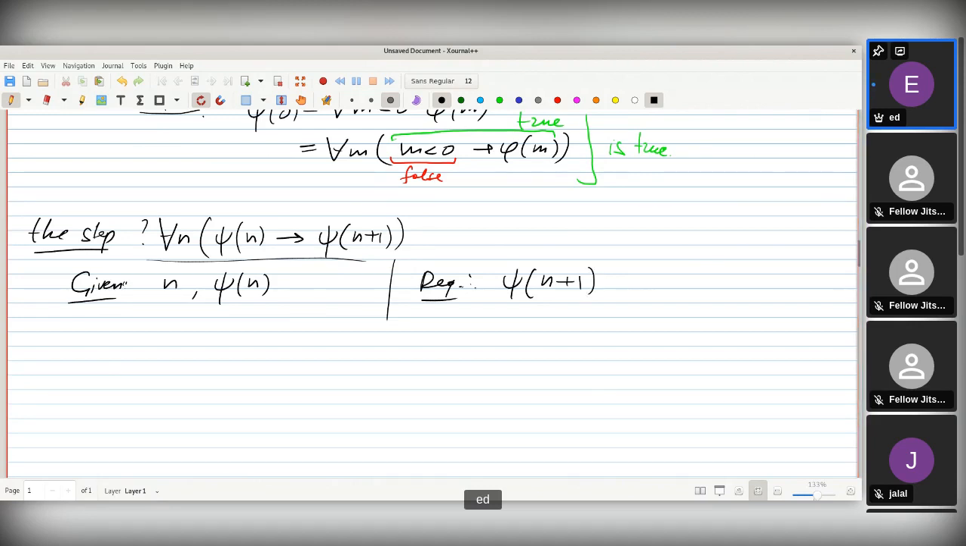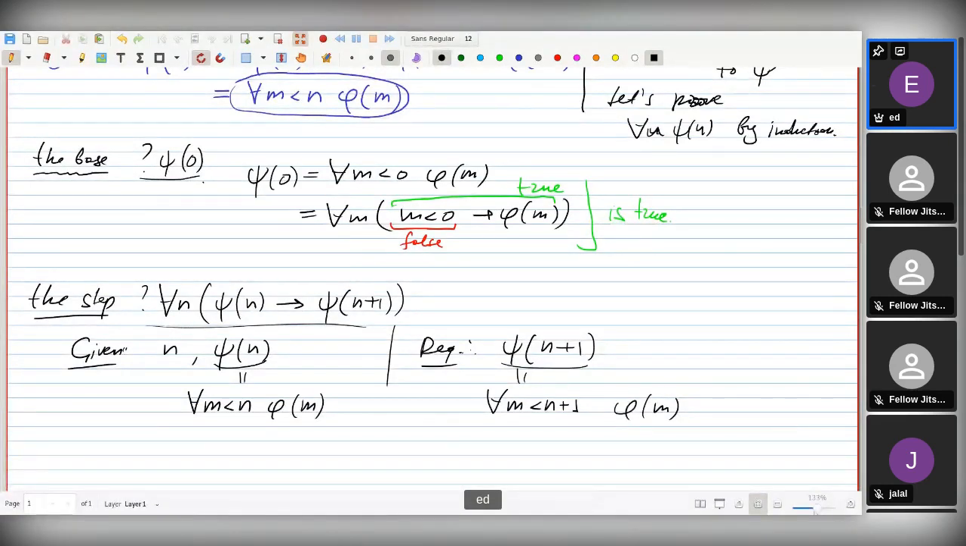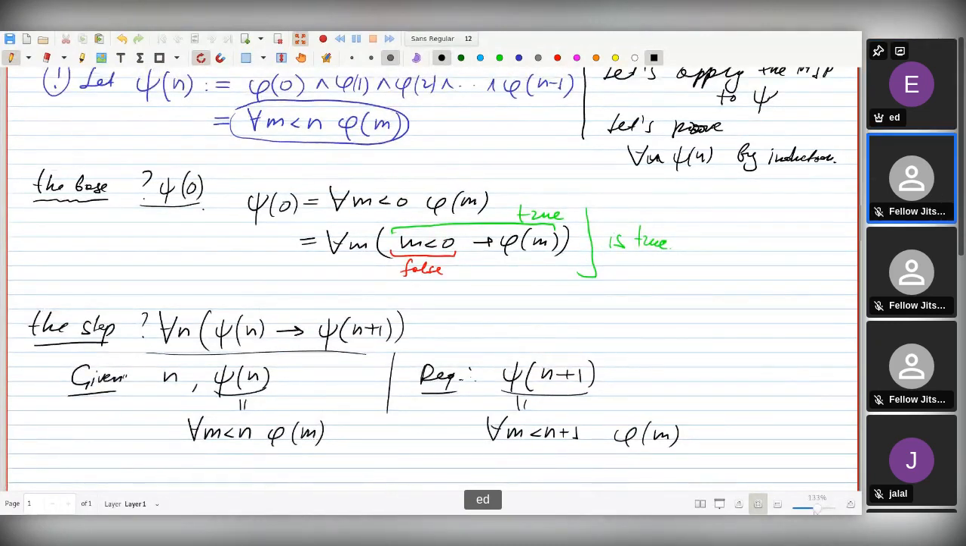Let us rewrite both these statements. What is psi of n? Psi of n means that for every m which is less than n, phi holds. And this says that for every m which is less than n plus 1, phi of m holds. Do you agree with that? Yes. So you do.